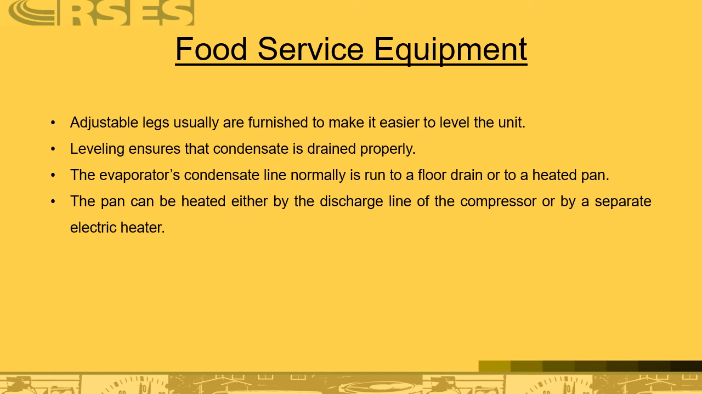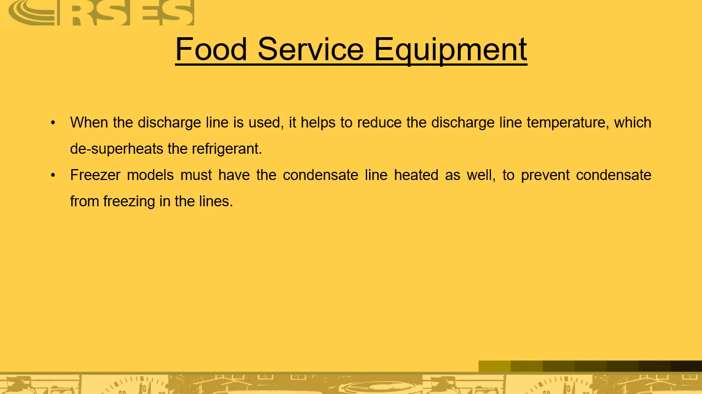The evaporator's condensate line normally runs to the floor drain or to a heated pan. The pan can be heated either by the discharge of the compressor or by a separate electric heater. When the discharge line is used, it helps reduce the discharge line temperature, which de-superheats the refrigerant. Freezer models must have the condensate line heated as well, to prevent the condensate from freezing inside the lines.